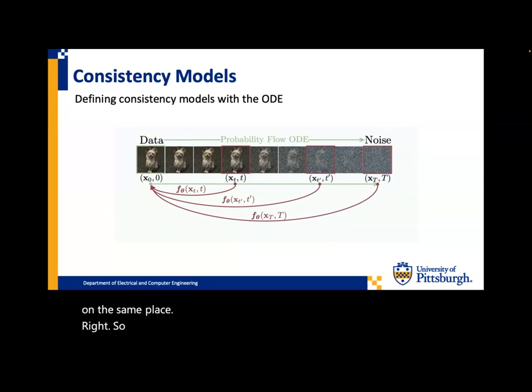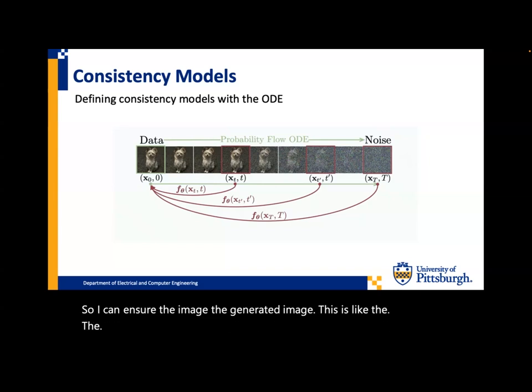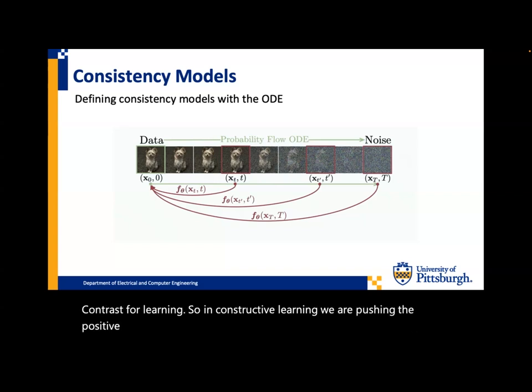So if I have a model, this is f theta, I can ensure the generated images are like in unsupervised learning, what's the name of it? The positive pair, the negative pair, contrastive learning. In contrastive learning, we are pushing the positive pairs together and pushing the negative pairs away, right? We don't know what they are, but we know that they belong to the same place.